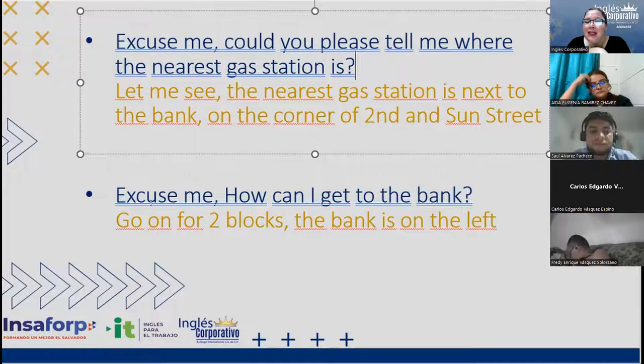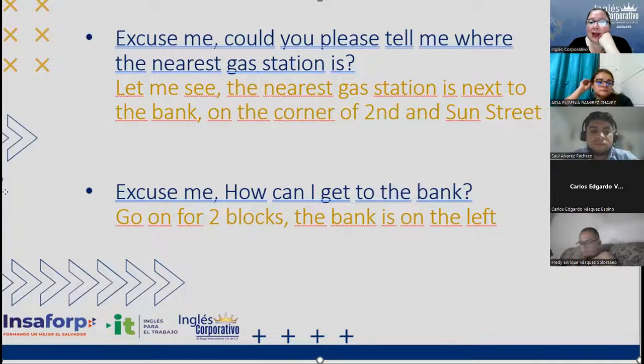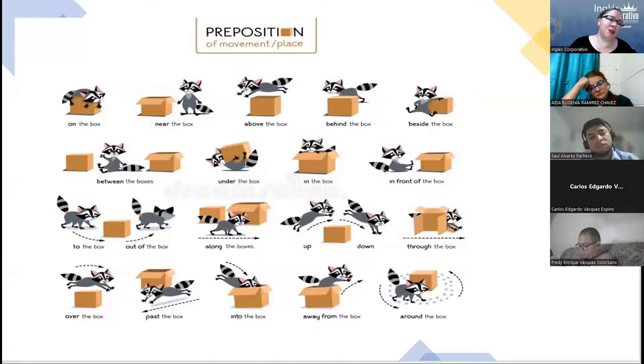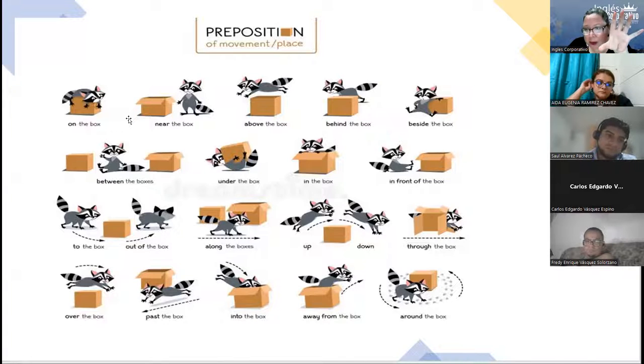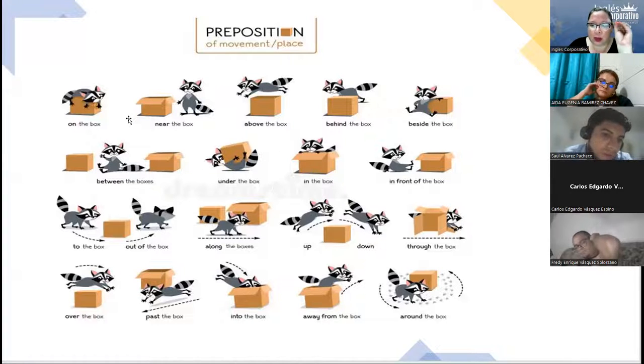Ok. Vamos a ver en esta qué necesito para contestar. En esta necesito los imperatives para dar directions. Ok. Directions, how to get to a place. Y vemos por acá que tenemos go on for 2 blocks. The bank. Y tengo una locación. Is on the left. Ok, está a la izquierda. Ok, vamos a ver entonces some prepositions of place. We have movement prepositions and place prepositions, very useful to give directions.